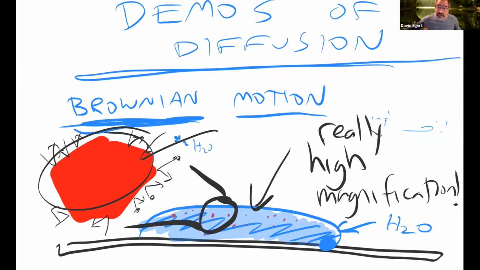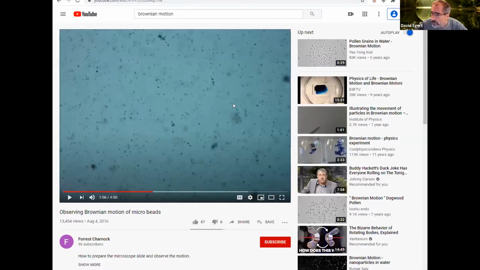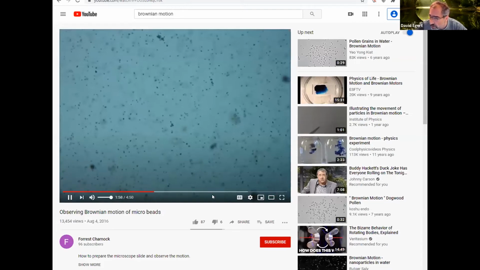You don't see them. So I'm going to share this, and I'm going to link to this thing a little later. I realize I didn't link it yet in the module, but I will put it in there. So here's this little thing of observing Brownian motion. You actually see some Brownian motion.